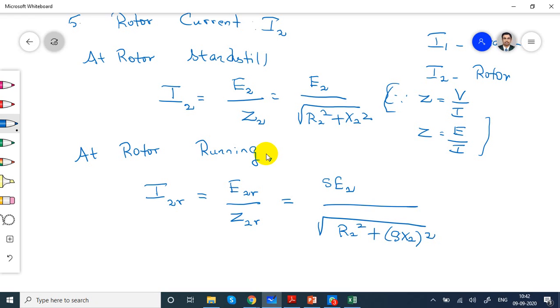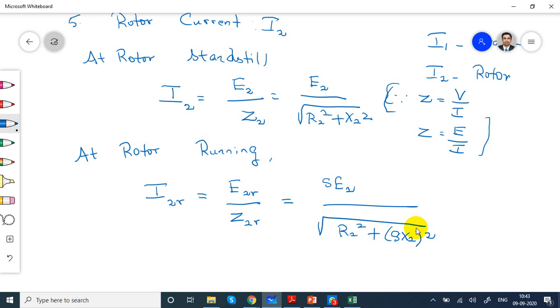Okay, so these are the 5 parameters which we discussed in today's class. The first parameter will be the rotor frequency. The second parameter will be the magnitude of rotor induced EMF. The third parameter will be the rotor reactance. The fourth parameter will be the rotor power factor. Fifth one is rotor current.